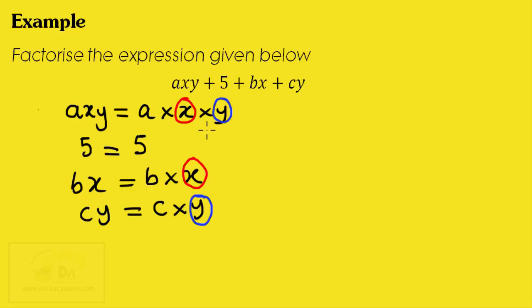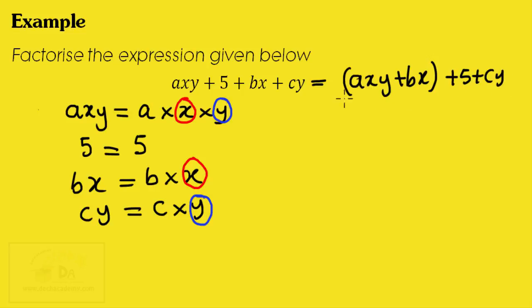So what's the next step? Well, now what we can do is group the terms with the same common factor. Now in this case, we know that axy and bx have the common factor of x. So let's group axy and bx in this expression. So this expression is written as axy plus bx as one term plus 5 plus cy.